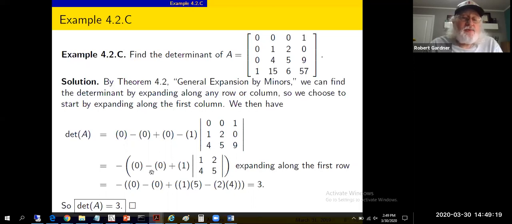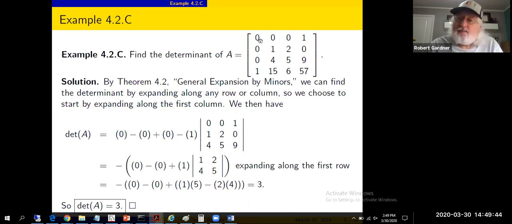We've got other minor matrices here. Nobody cares because they're being multiplied by 0. That's the advantage of having the zeros. Determinant here, 1 times 5 minus 2 times 4. Do the arithmetic. It looks like we get a value of 3 out, and the determinant of that matrix is 3. So this took way less computations than the previous one.